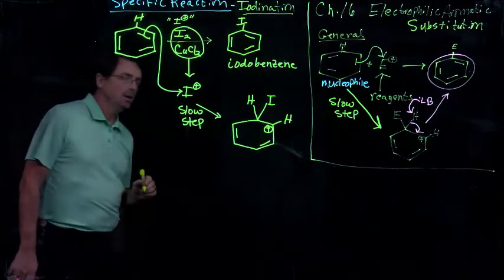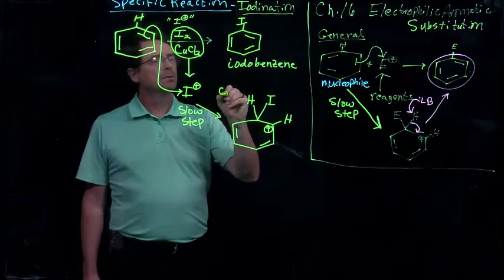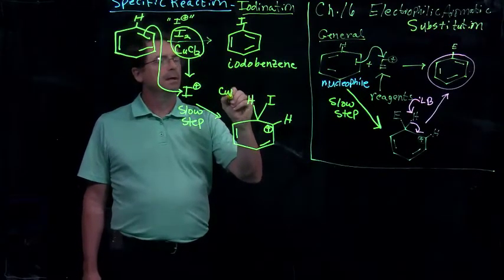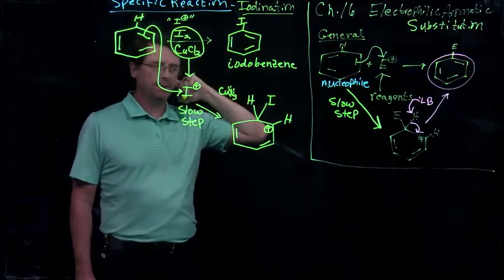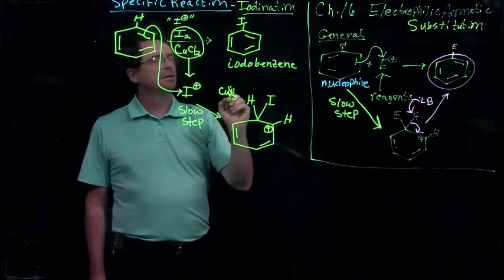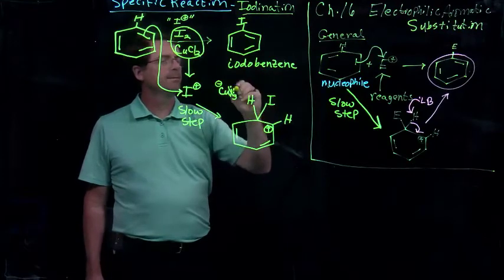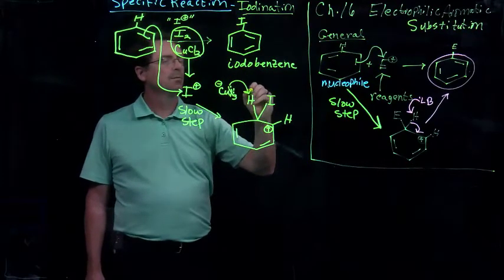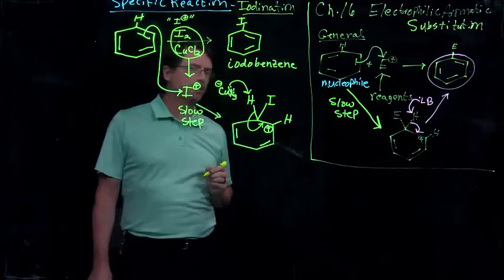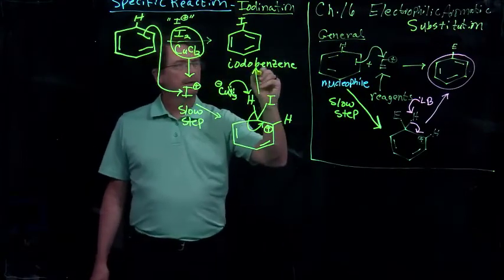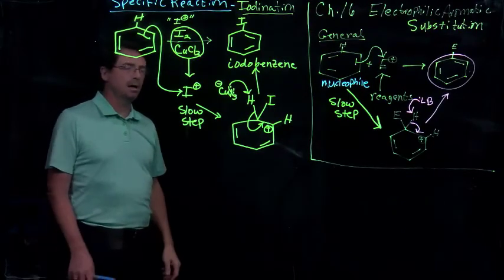All right, so the only thing we have left here is some Lewis base. So CuCl3 with some lone pairs. Of course, that's going to be minus to balance the charge. It plucks off that proton, C-H electrons swing down, we reform the double bond, and we have then produced our iodobenzene.